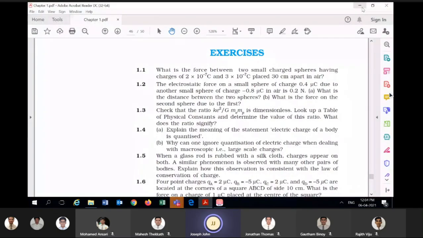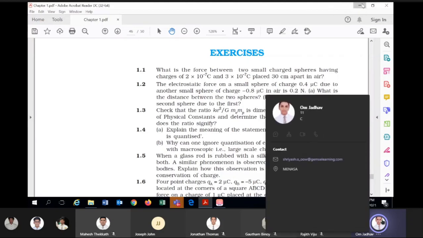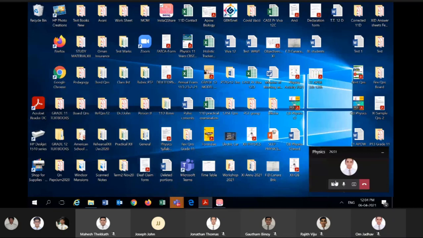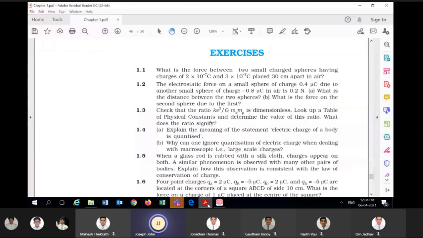Okay, first question. Om, read the question. What is the force between two small charged spheres having charges of 2 into 10 raised to minus 7 coulombs and 3 into 10 raised to minus 7 coulombs placed 30 centimeters apart in air? Which formula will you use? Tell me. Please write down the formula.